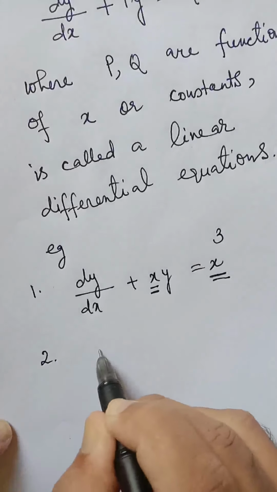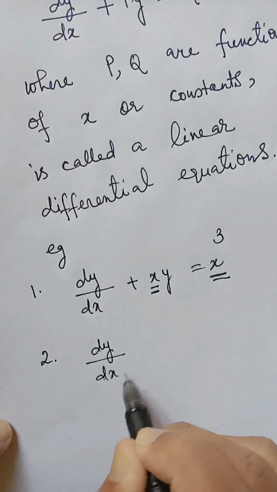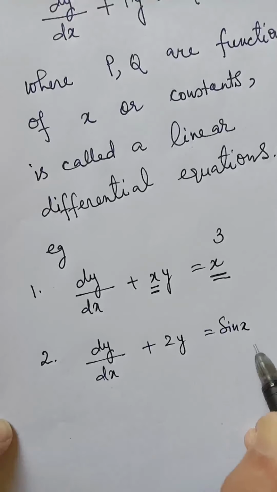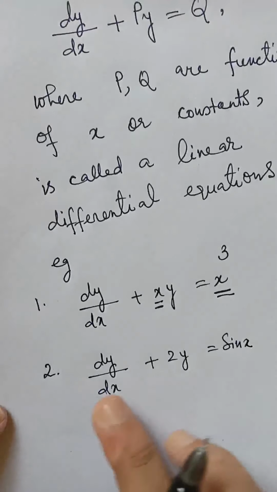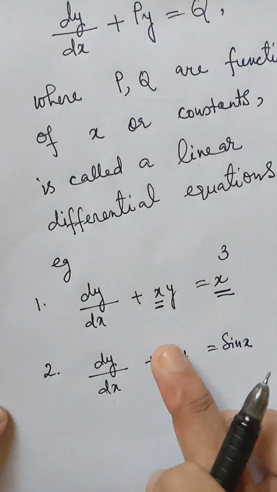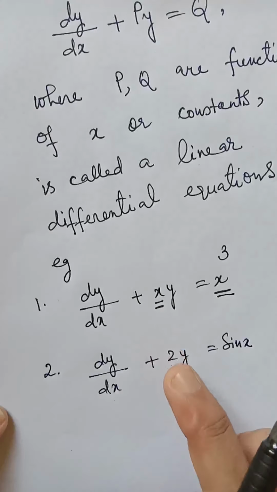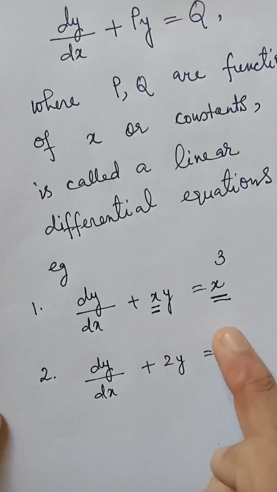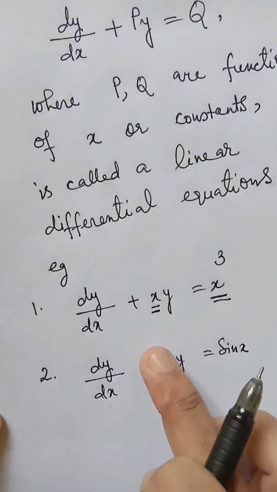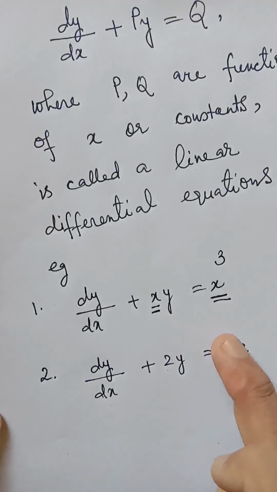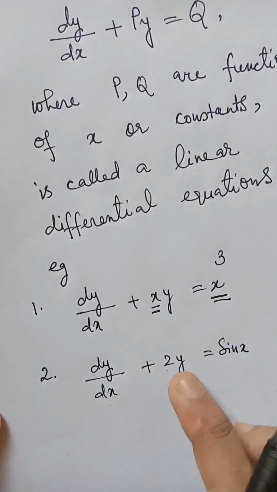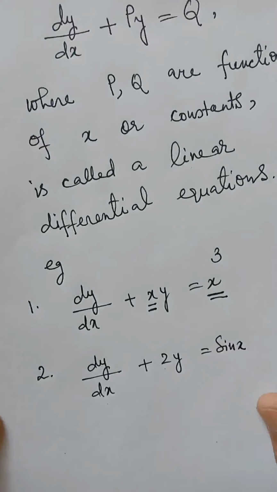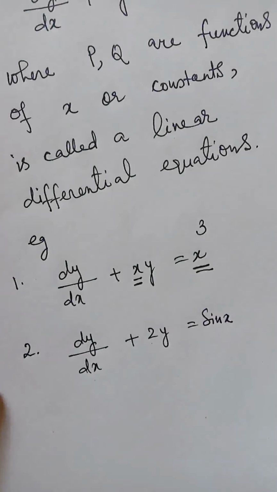Next, dy by dx plus 2y is equal to sin x. This is another example of a linear differential equation. You can see this is of the form dy by dx plus py equal to q. Here p is constant. P can be either constant or function of x. Q can be either constant or function of x. Here p is constant, q is a function of x, and this is of the form dy by dx plus py equal to q. So this is a linear differential equation. Now I will show how to solve a linear differential equation.